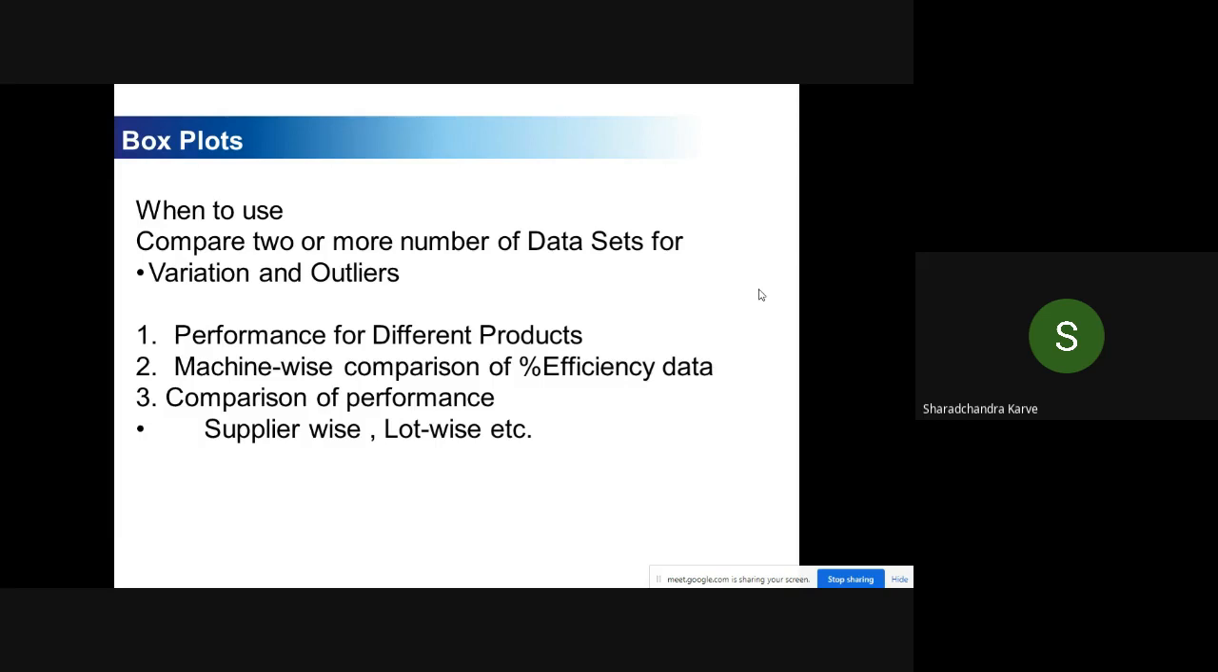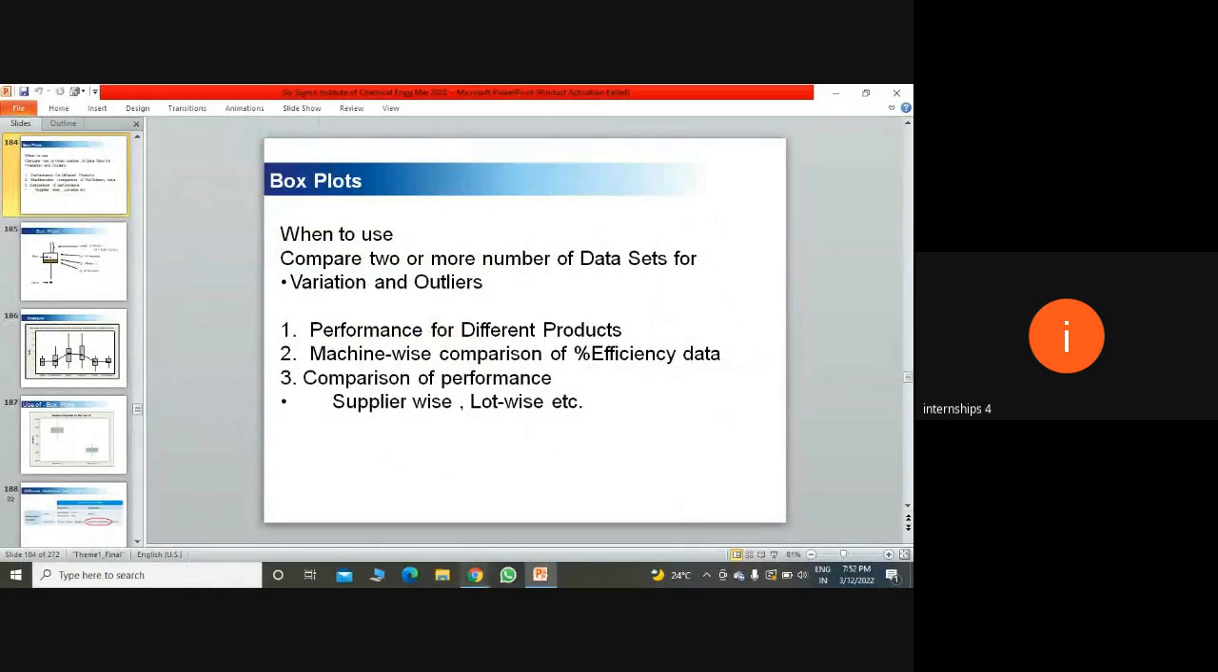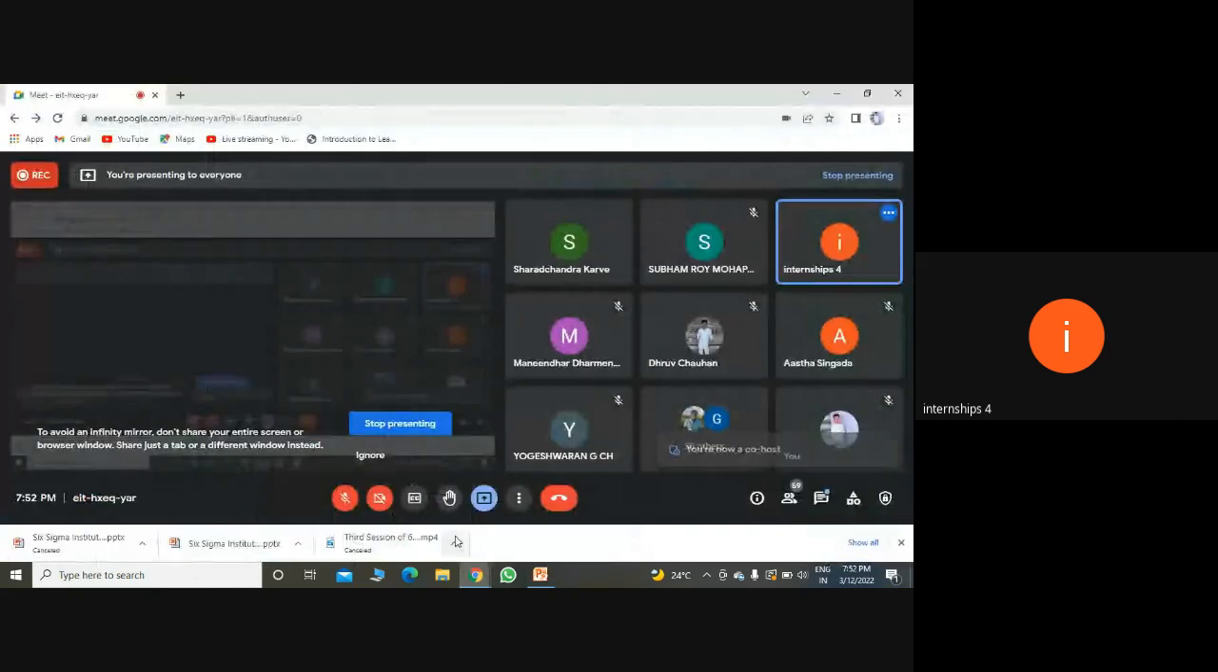So any questions so far? Any doubts that you have not understood? Anybody have any doubts? Anybody have any doubts? Anything you have not understood, needs more clarity?